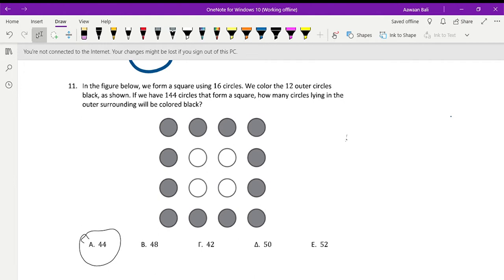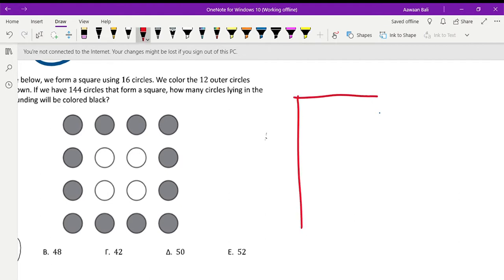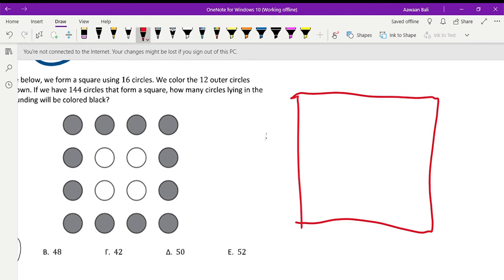In the figure below, we form a square using 16 circles. We color the 12 outer circles black as shown. If we have 144 circles that form a square, how many circles lying in the outer surrounding will be colored black? So basically, let's make a square, and we won't draw the circles because that would be a nasty long process. So here there would be like 12. Okay, let's say here there'll be 12 circles, 12 shaded circles. However, there's this one problem.